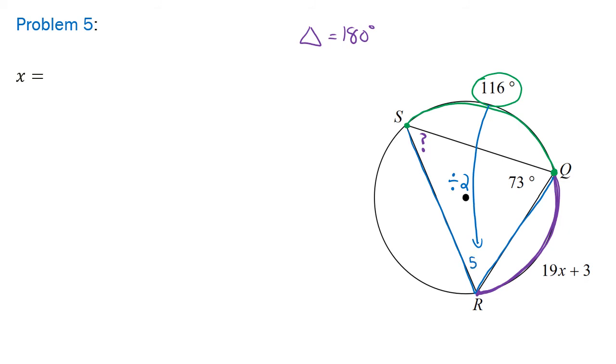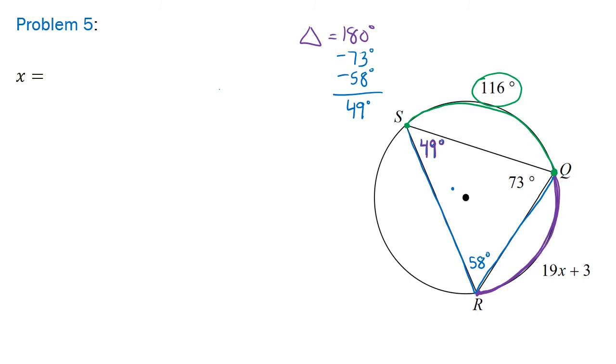is 58 degrees. Now that I know that's 58 degrees, I know 2 out of my 3 angles for this triangle. If a triangle is 180 degrees, I'm just going to minus the 2 that I know, and I'll find out what the third angle is. So 180 minus 73 minus 58 is 49 degrees. That means this right here, angle S, that's 49 degrees. Now I'm one step closer to finding x.